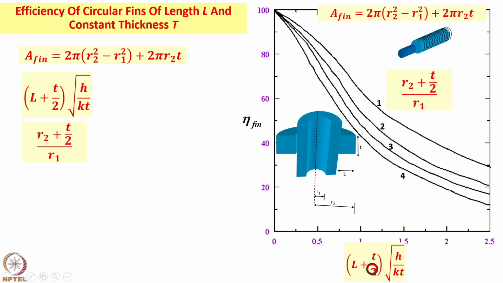So you can see that you can use L plus T by 2 square root of H by kT, and the R2, that is the radius, this is the R2 and R1. As you go on increasing R2 for a given thickness and given R1, how does the efficiency improve? It is plotted here, and you can just use this graph, take the efficiency of the fin, and design your fins and fix how many fins you can use.